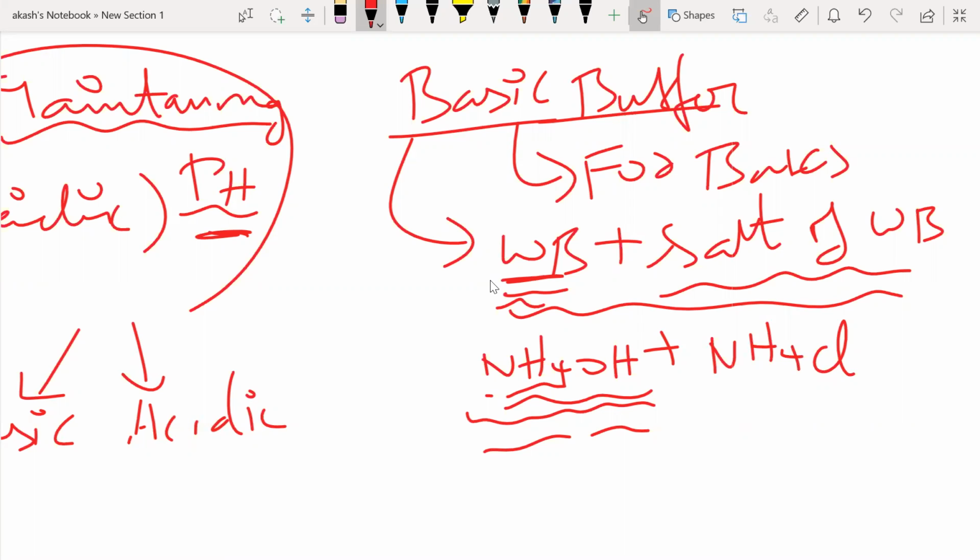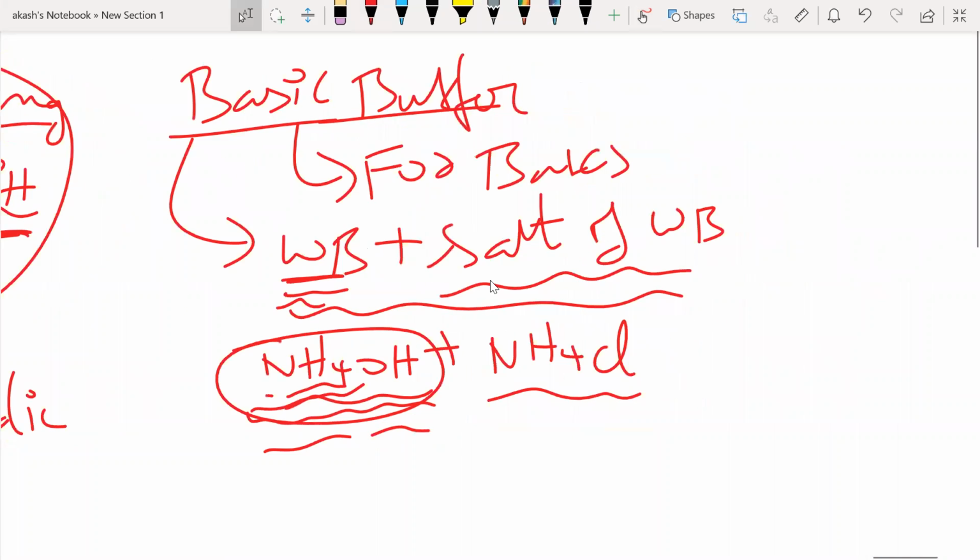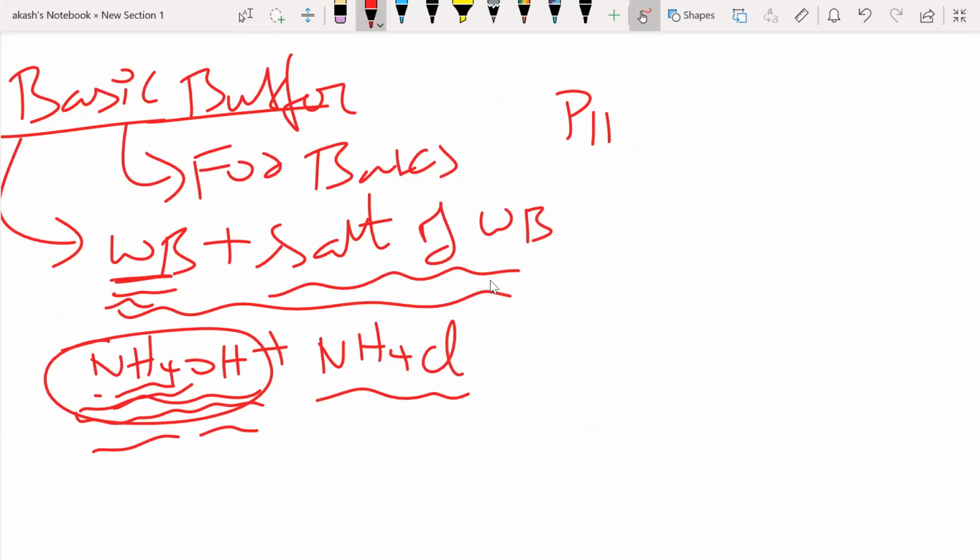So hope you understand. You have to take a base, and obviously the cation should form a salt when it reacts with an acid. That salt you will take. Ammonium nitrate, ammonium carbonate also exist, but ammonium chloride will be a standard example. So that's how you produce it. Now I'll give you the pH calculation for basic buffer.